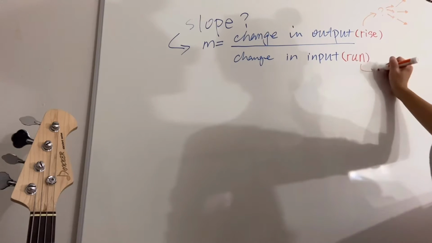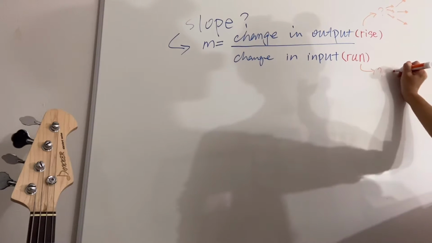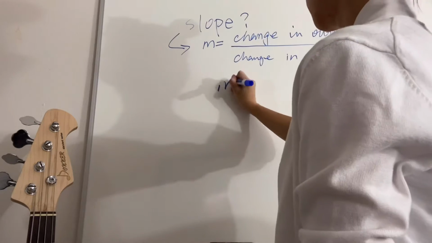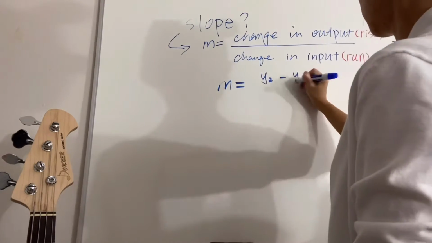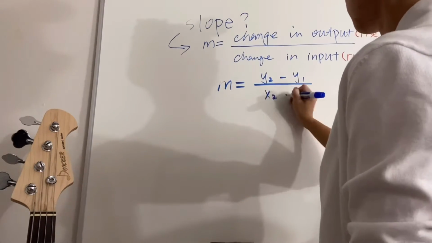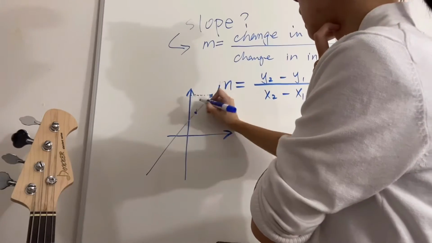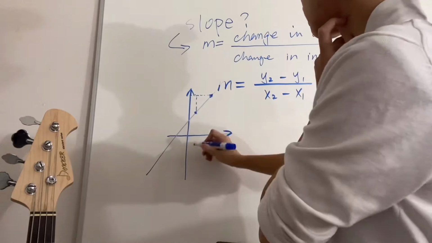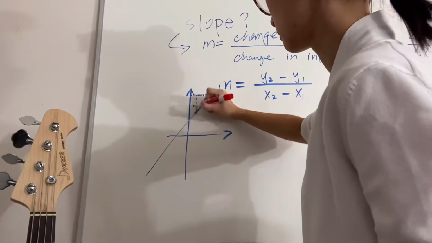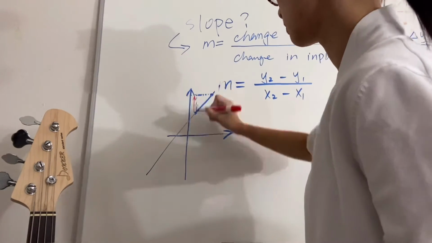So what is run in here? Run is the horizontal displacement. So here we rewrite the function as m equals y2 minus y1 divided by x2 minus x1. We make a random slope and see how that works. First of all, we pick 2 points. Delta y is the vertical displacement, which is represented here as y2 minus y1.